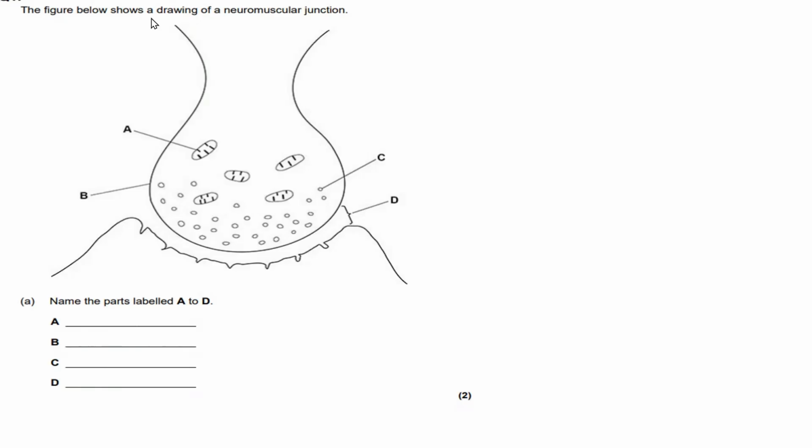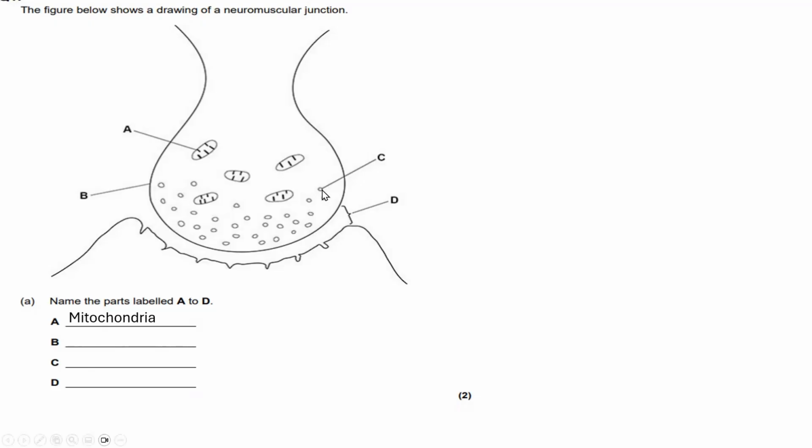The figure below shows a drawing of a neuromuscular junction. So, name the parts A to D. So why don't you press pause, have a go, and then I'm going to go through the answers. So the first one here, you should be able to tell we've got cristae inside. This is that organelle, mitochondria. So you can say mitochondrion, which is the singular, or mitochondria. They'll accept both.